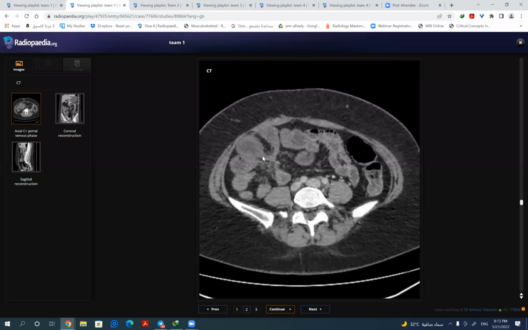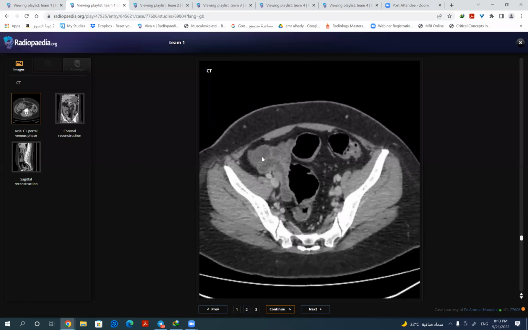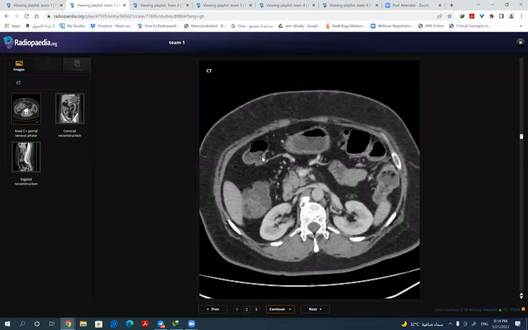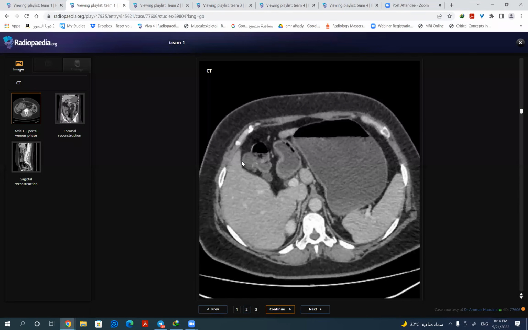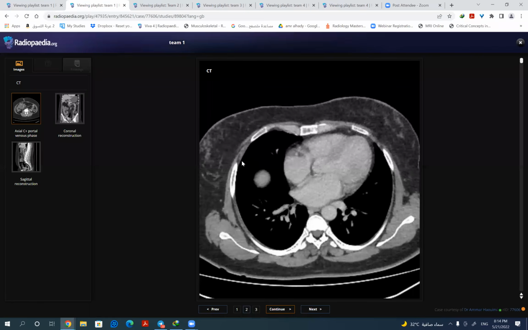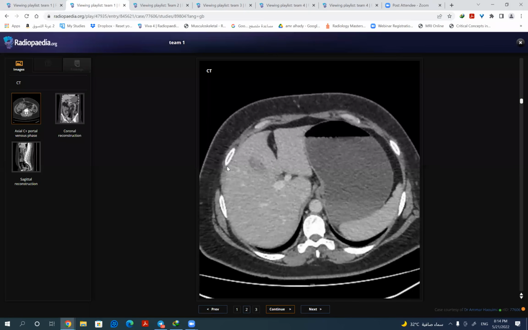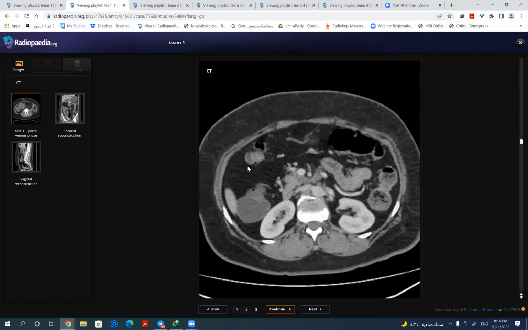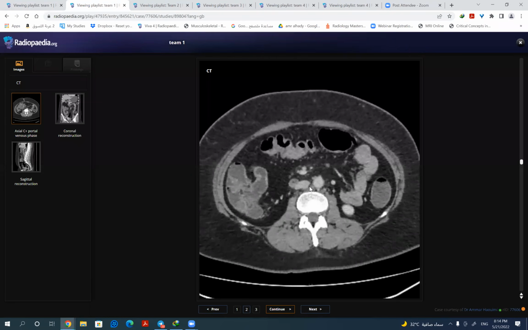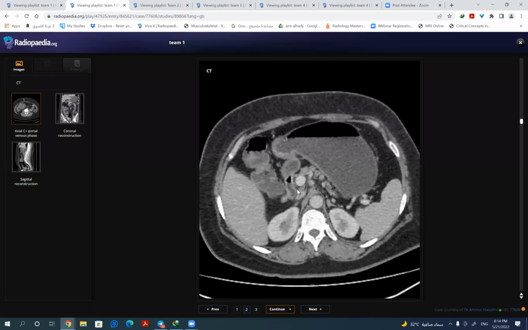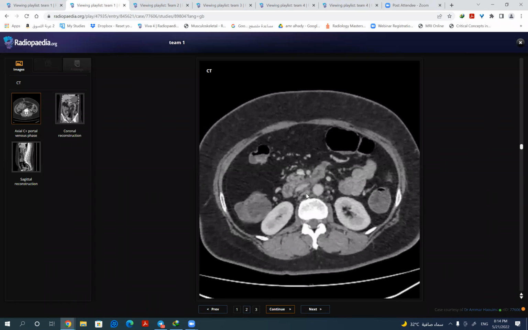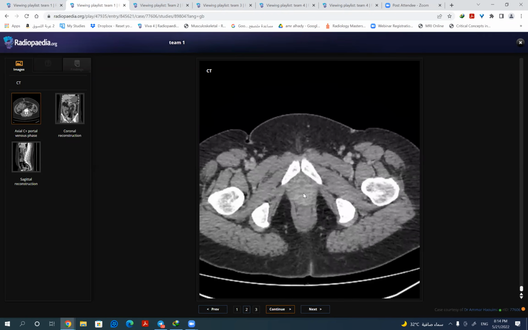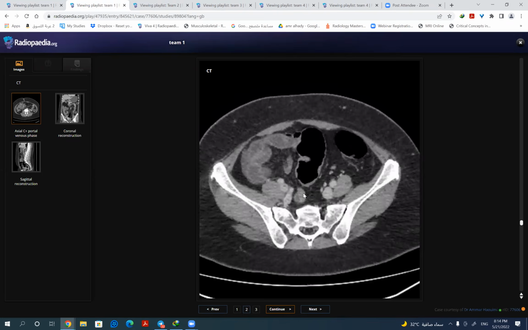However, I cannot appreciate any obstruction of the gut loops. The rest of the abdomen, the liver, appears to be unremarkable. I am not able to assess it well on this portovenous phase, but I would like to see the liver on the arterial phase. There is also lymphadenopathy, sub-centimeter lymph nodes in the para-aortic region. In the rest of the abdomen, I cannot see any gross pathology.